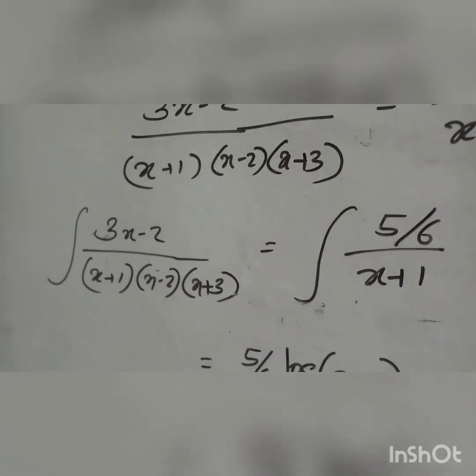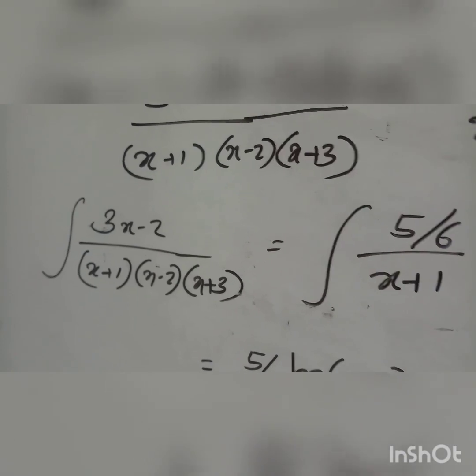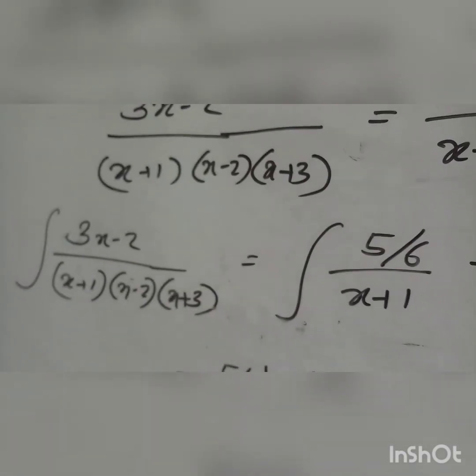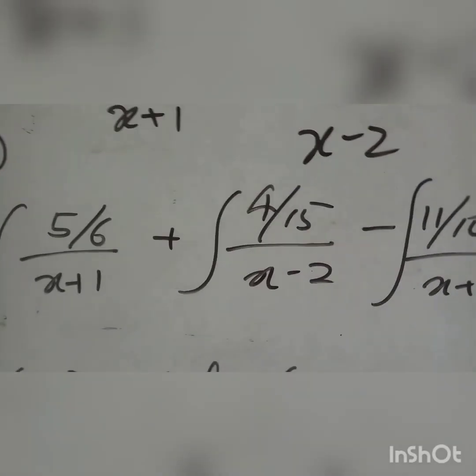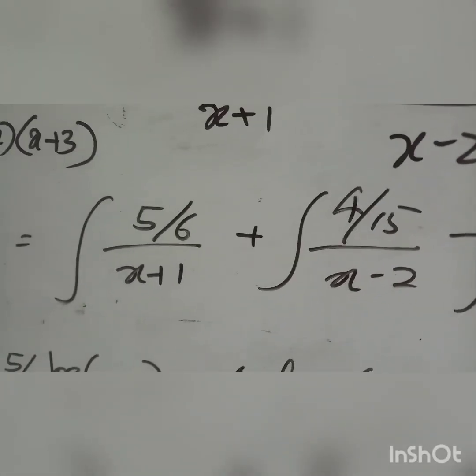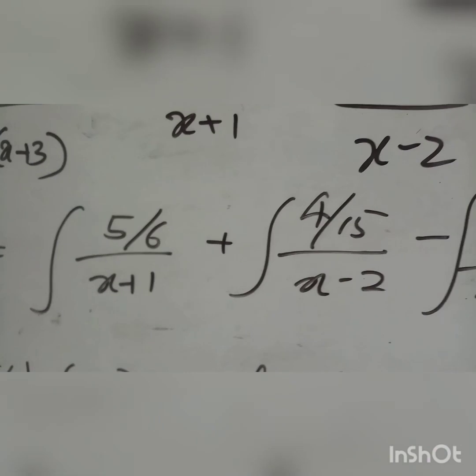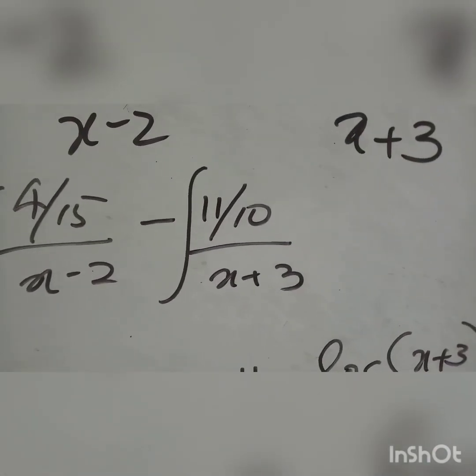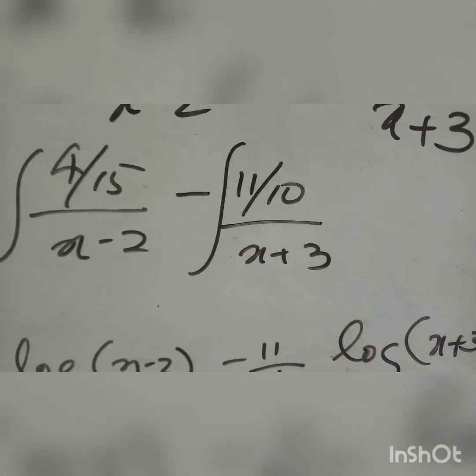To integrate that compound expression, let us come to that integration. To integrate the 3x minus 2 by those 3 factors in the denominator, let us integrate the corresponding factors: integral 5 by 6 by x plus 1, integral 4 by 15 by x minus 2, minus integral 11 by 10 divided by x plus 3.